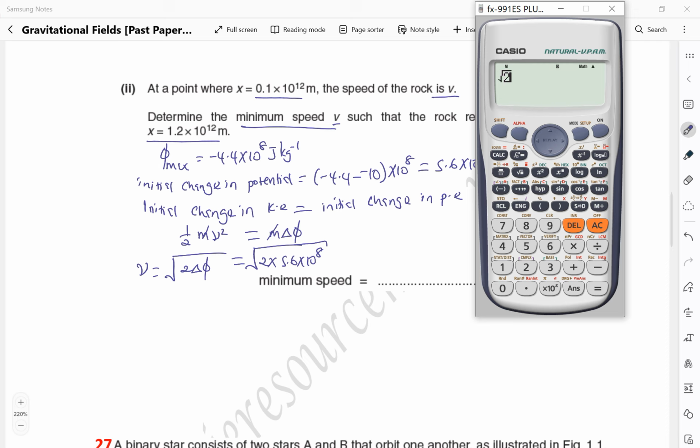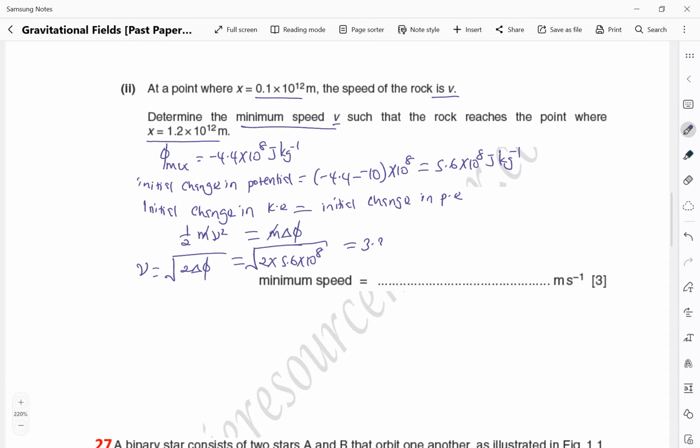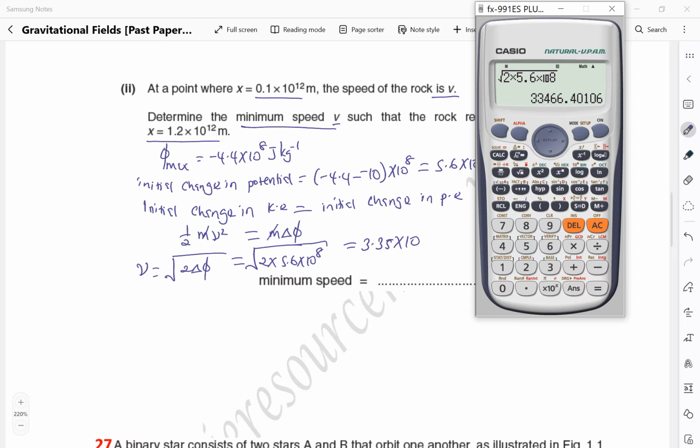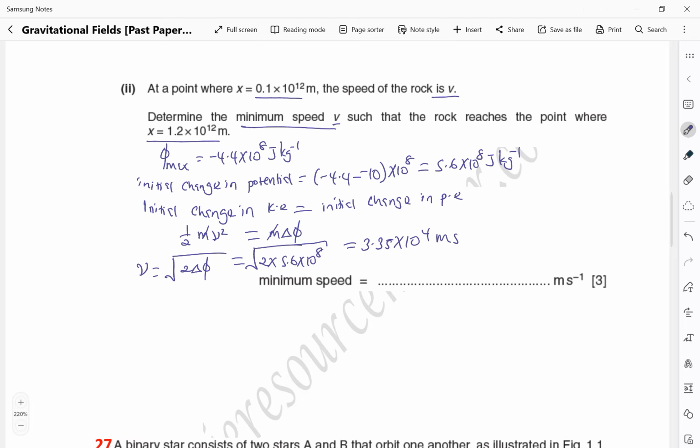2 times 5.6 exponent 8, which is 3.35 times 10 to the power of 4. So the minimum speed here is going to be 3.35 times 10 to the power of 4. Now, the question you should ask yourself, why is this the minimum speed?